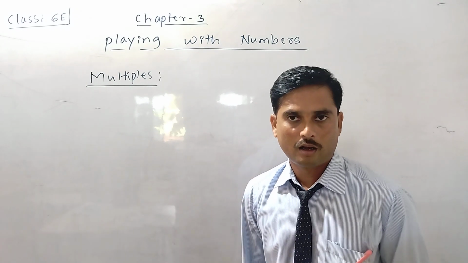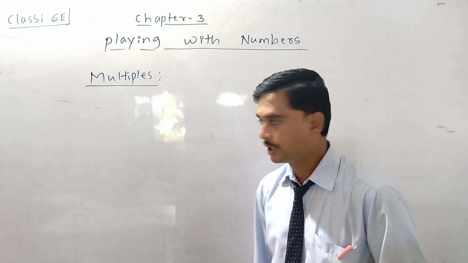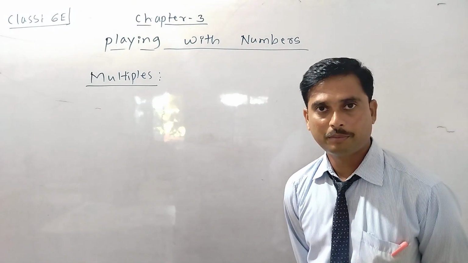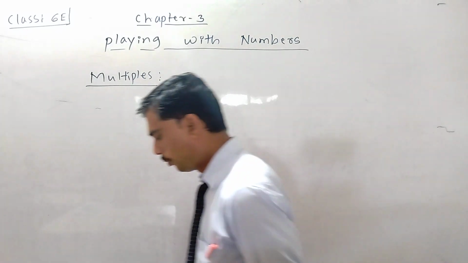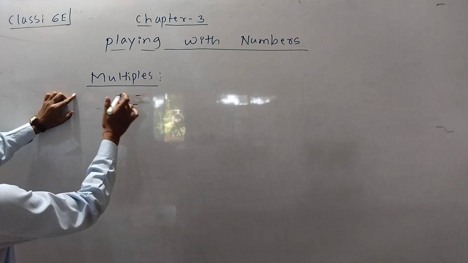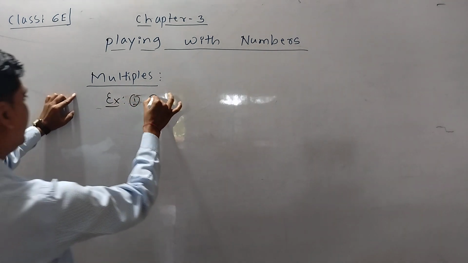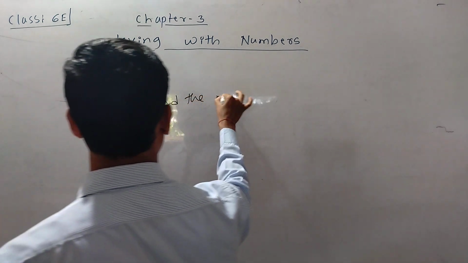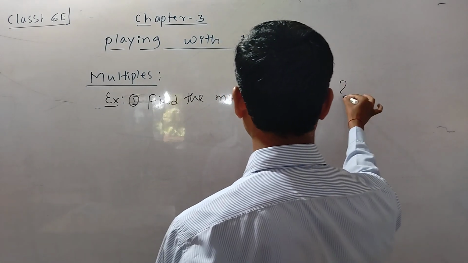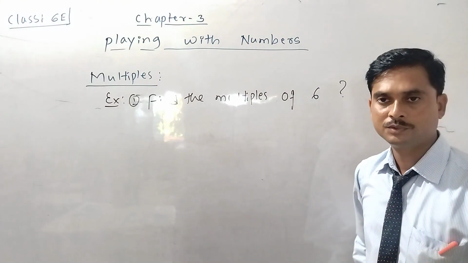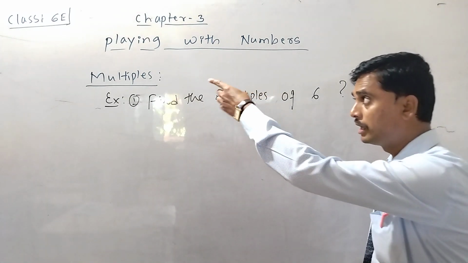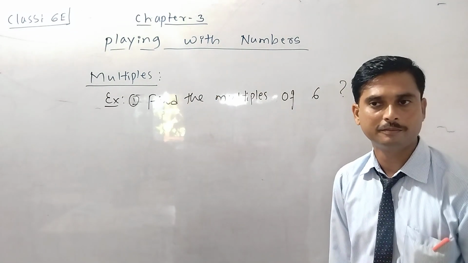Okay. I completed factors. Now, what is multiples? First, what number is given here? What is that number? 6. Okay, what is the first example? Find the multiples of 6. This is the given. Factors are one. What is the difference between multiples and factors? There is one difference.